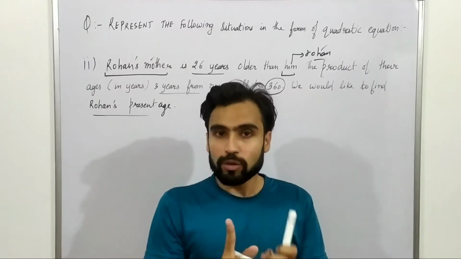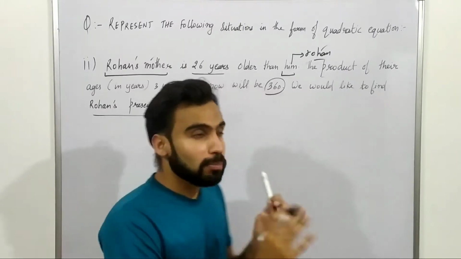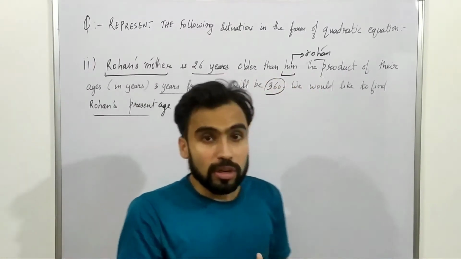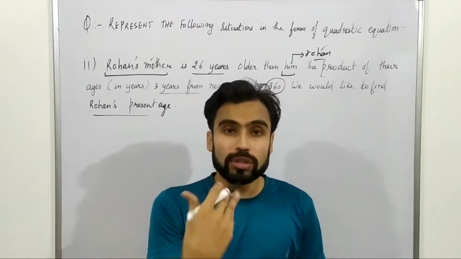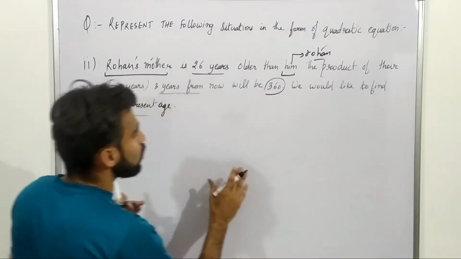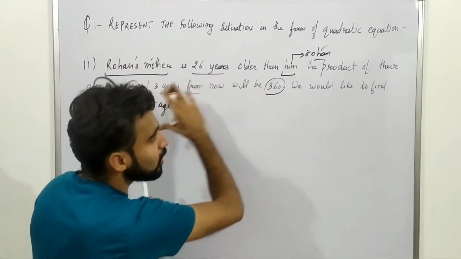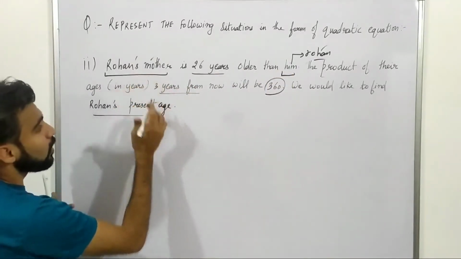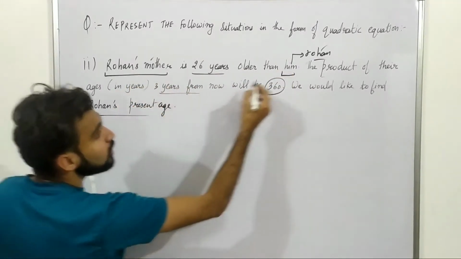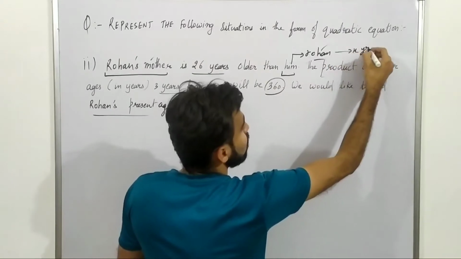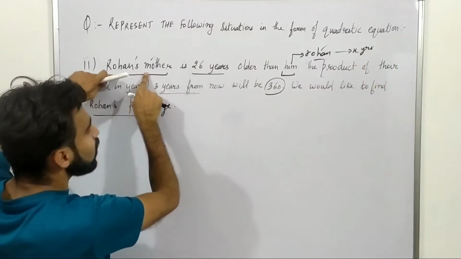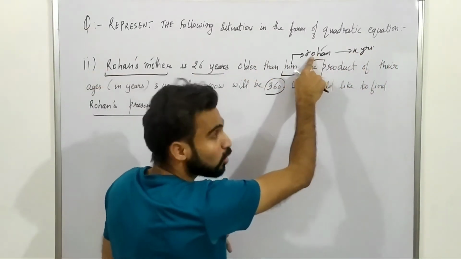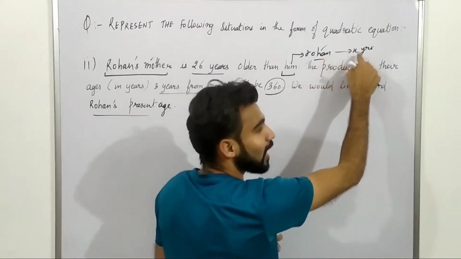So you don't have to find out Rohan's age, you have to simply form a quadratic equation first from which you can derive Rohan's present age. So what I will do is simply form a quadratic equation from this given thing. So you can first see, you have to suppose Rohan's age as x years. Now you can see that Rohan's mother's age is given in the terms of Rohan. So I will suppose Rohan's age as x years.